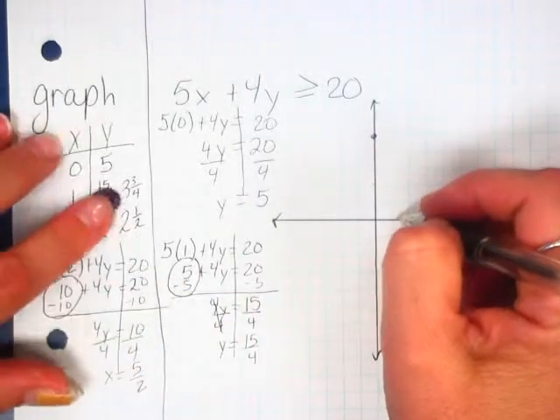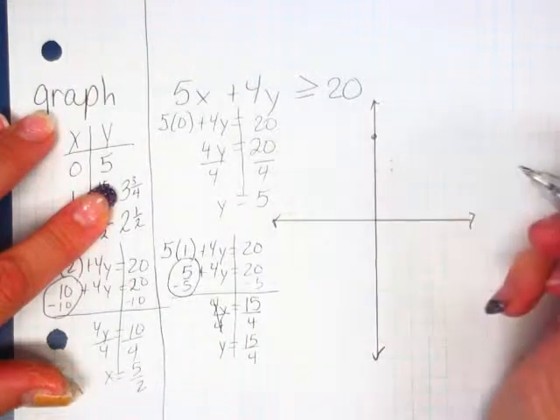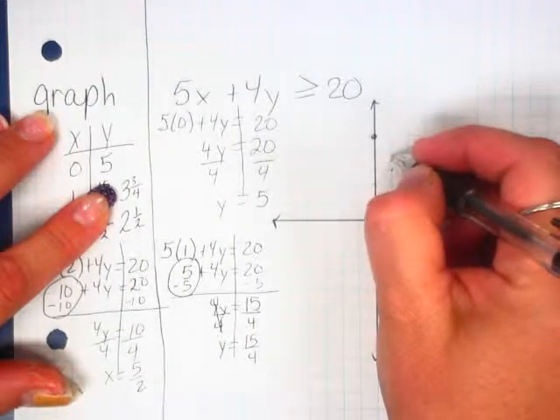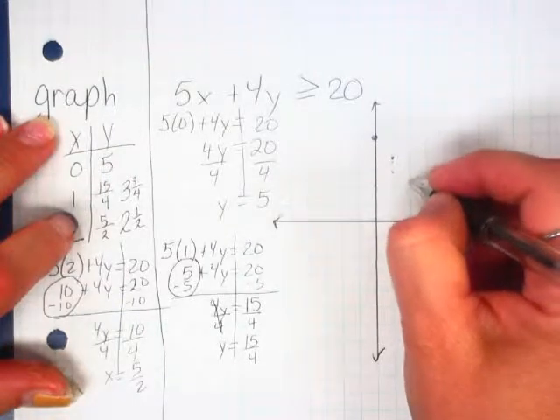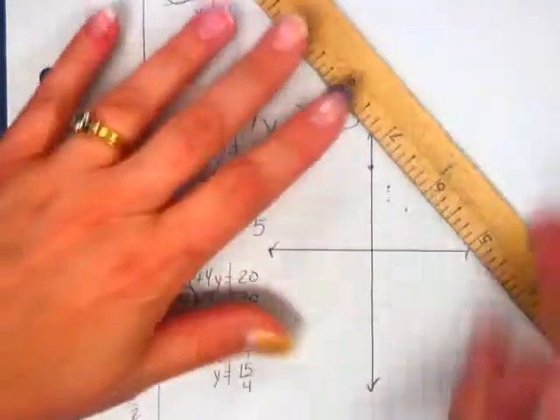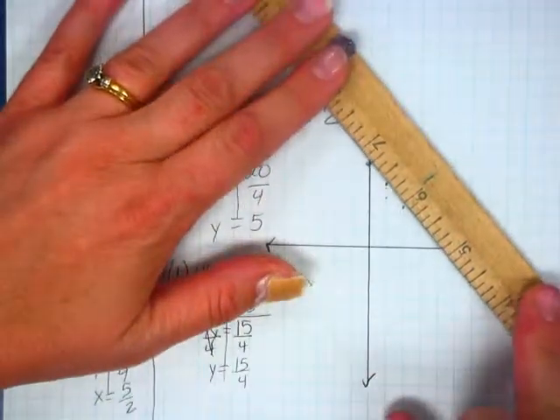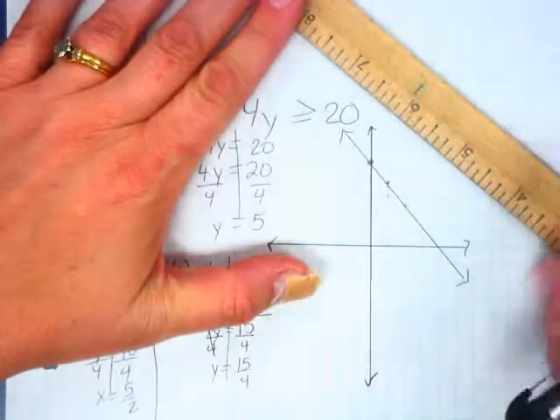Then (1, 3 3/4). So 1, 1, 2, 3. Here would be 3 and a half. So it's right about there, 3 3/4. And then (2, 2.5) puts me right there. So it doesn't have to be perfect. It just has to be pretty close. They're right there. There is an equals part, so I do not need to dash it.